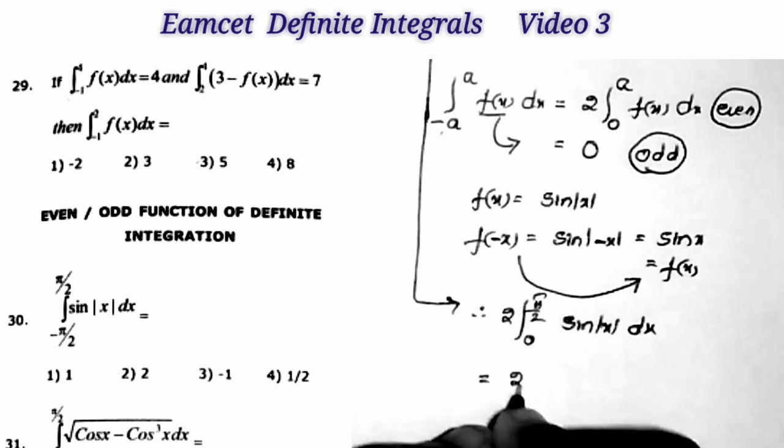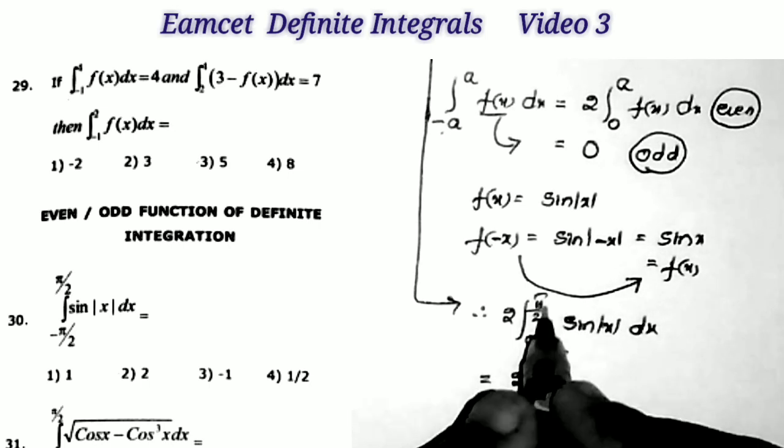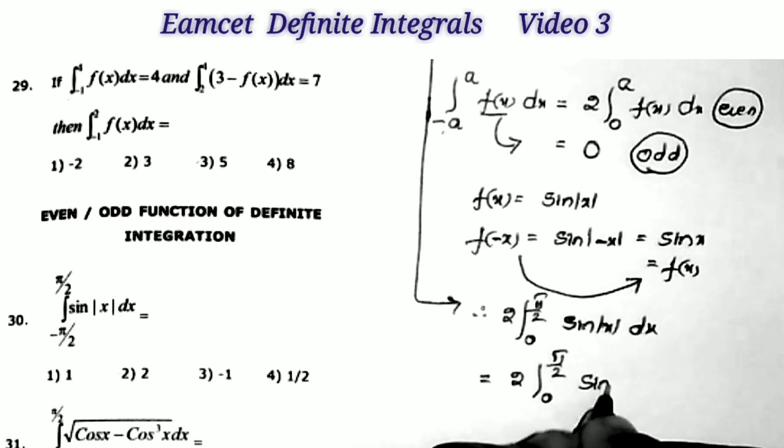Now this is equal to 2 into integral 0 to pi by 2. Since 0 to pi by 2 is the positive range, mod x becomes plus x.